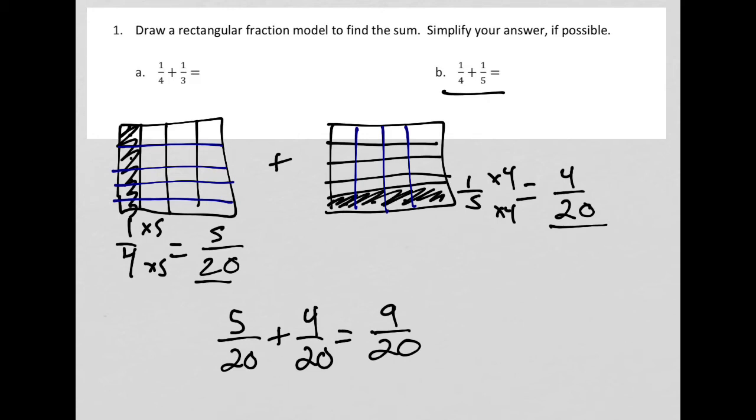Again, I'm going to check for simplification. I don't think I can, because factors of 9 are 3, 9, and 1, and neither 3 nor 9 evenly go into 20, so that means 9/20 is my final answer here.